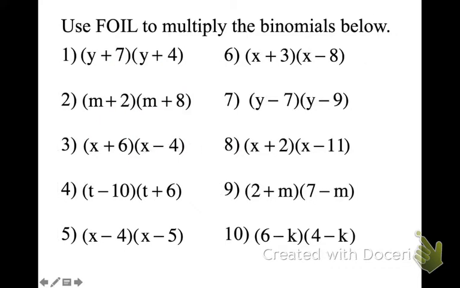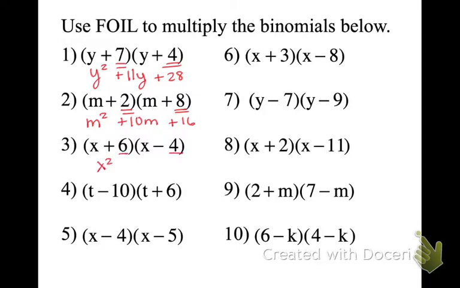Oops, I didn't even put the answers down here. All right, let's check our work. So I'm going to have x squared. When I add these, I get positive 2x plus 2x. And when I multiply those, I get negative 24. I'm going to get t squared. When I add those, negative 10 and positive 6, I get negative 4t. It always has to be the middle term. The t is to the first power. And when I multiply the last two terms, it's negative 60.